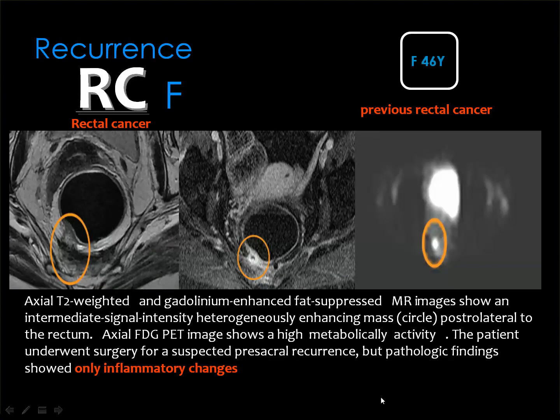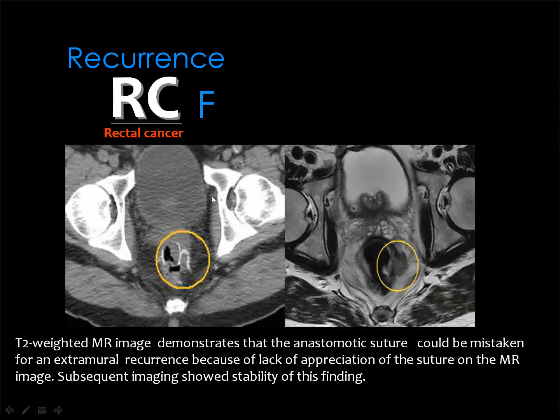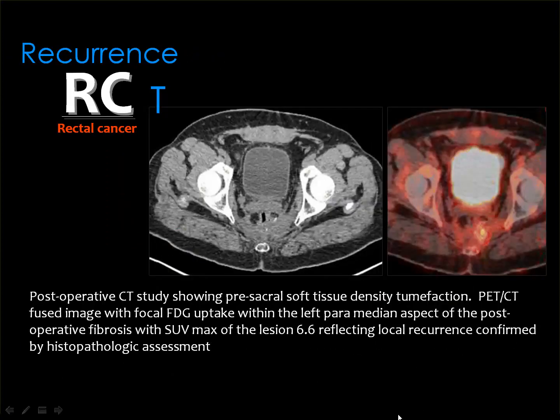And this is a false impression of local recurrence. You have a low or intermediate signal intensity lesion, and this lesion enhances markedly after injection of contrast. The PET scan showed significant metabolic activity, but in surgery, they discovered only inflammatory changes. This is also a false impression of recurrence due to this suture line, which is clearly seen in the CT, but is not seen, of course, in MRI, and you can suspect that this is a local recurrence. But this is a true local recurrence.